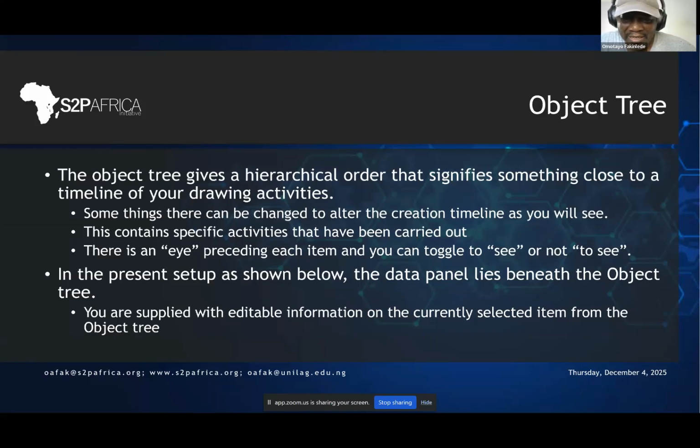There is an eye preceding each item, and you can toggle to see or not to see. When you close that eye, you will see that that thing is no longer visible. When you open the eye, it can be seen.